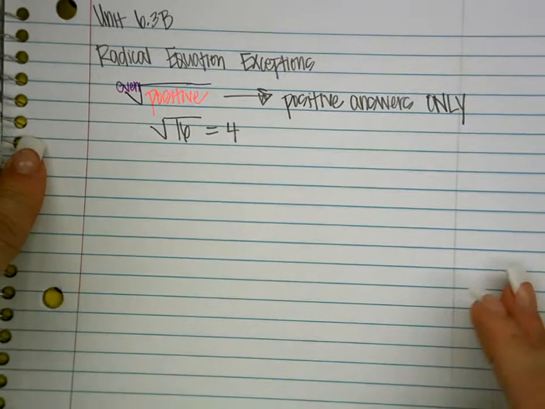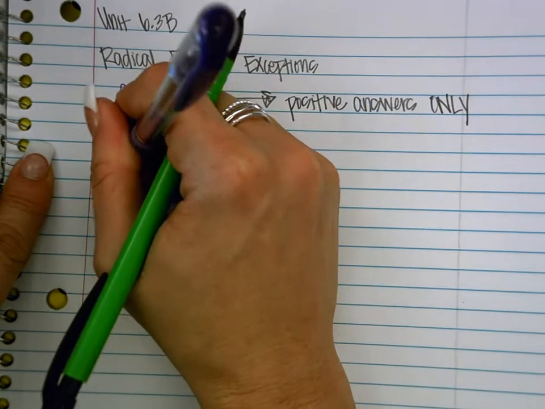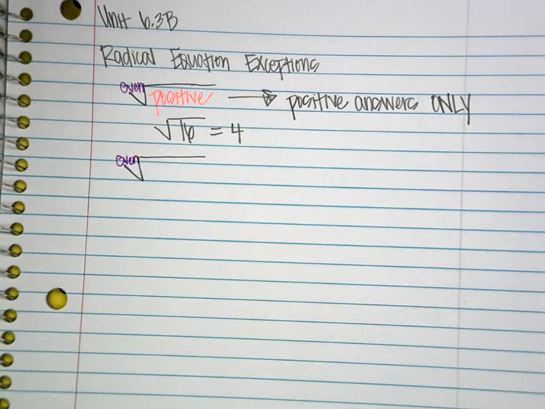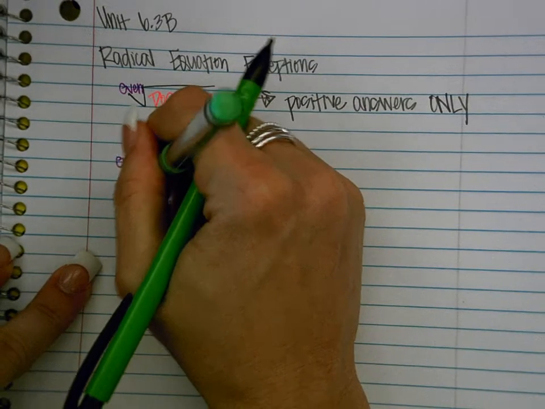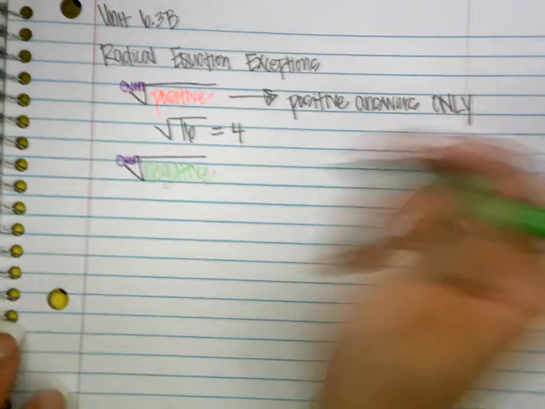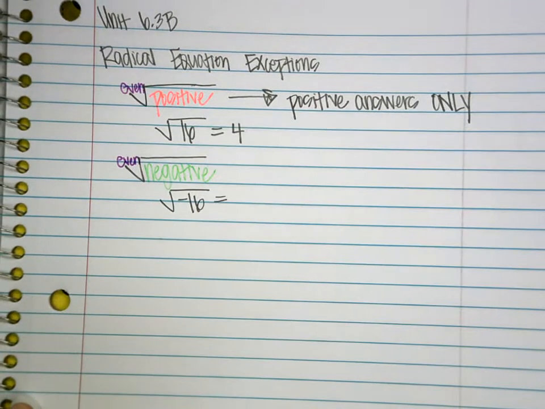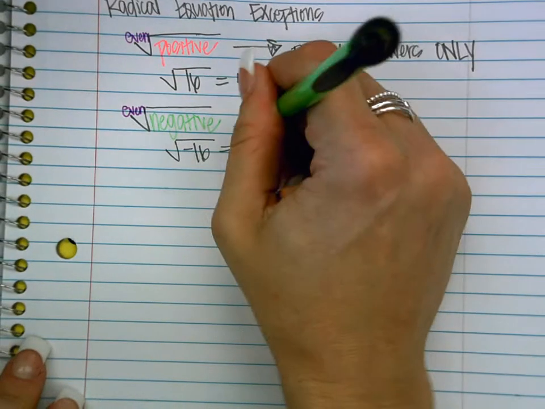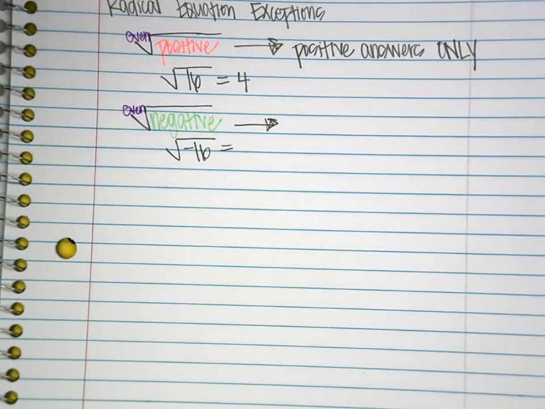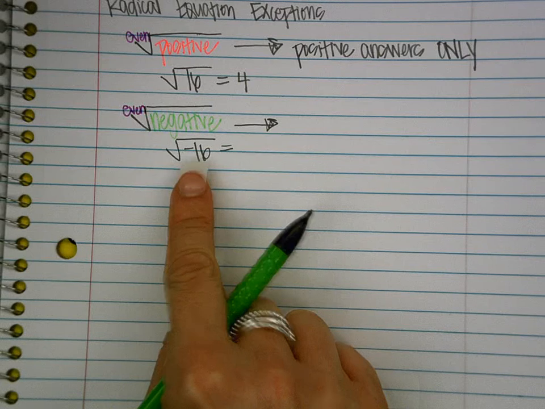How about if you have an even handle number and the value underneath is not positive, so it's negative? An even handle number and a negative number underneath, something like root of negative 16. What do you think our answer would be? What's the square root of negative 16?